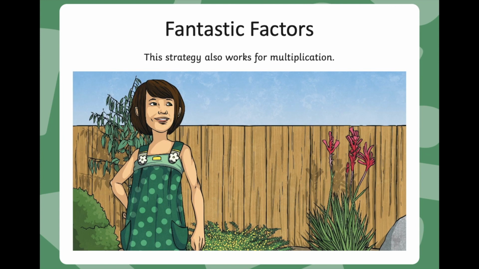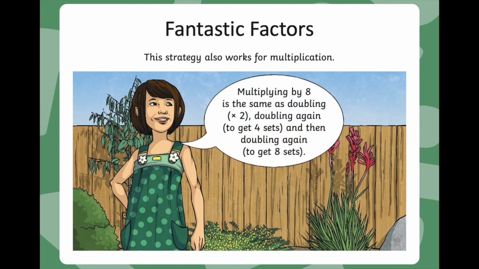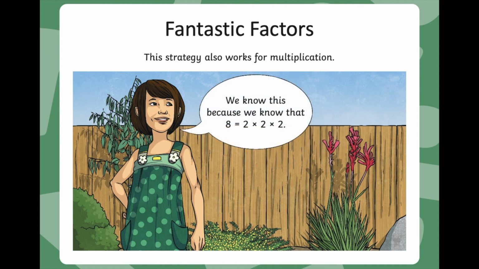This strategy also works for multiplication. Multiplying by 8 is the same as doubling, times it by 2, doubling again to get 4 sets, and then doubling again to get 8 sets. We know this because 8 equals 2 times 2 times 2.